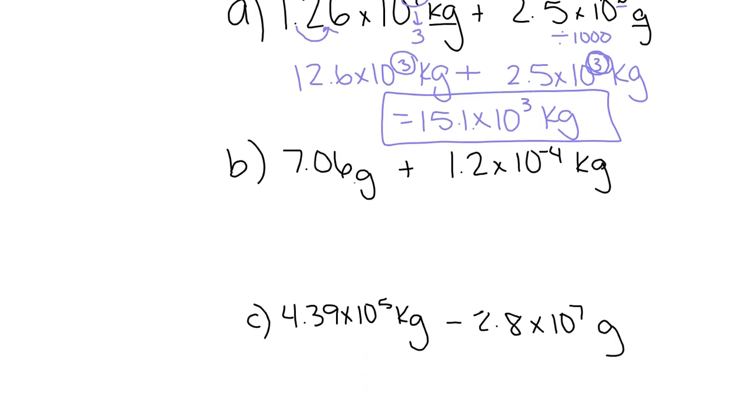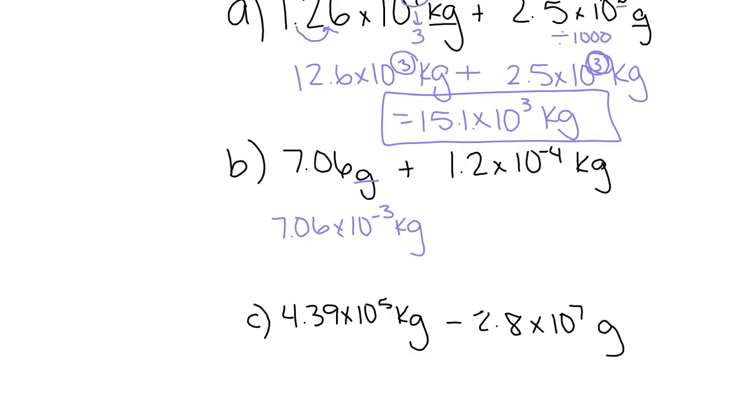Next for B, they want our answer to be in kilograms. So let's go ahead and turn our grams into kilograms by dividing by 1,000. So 7.06 divided by 1,000, because there's 1,000 grams in 1 kilogram. That's going to be 7.06 times 10 to the negative 3rd kilograms.